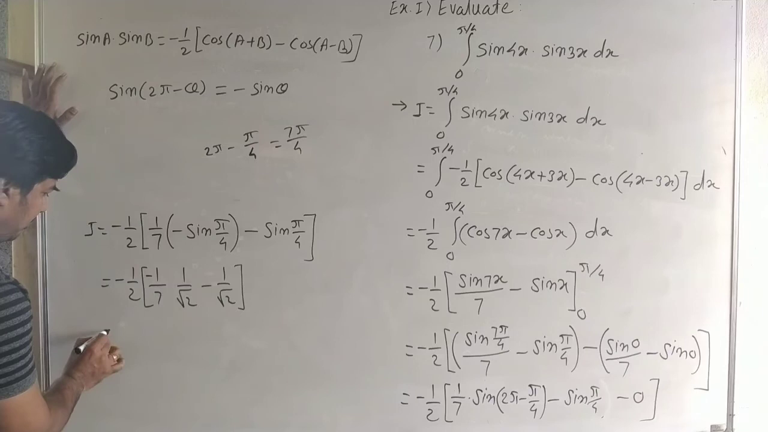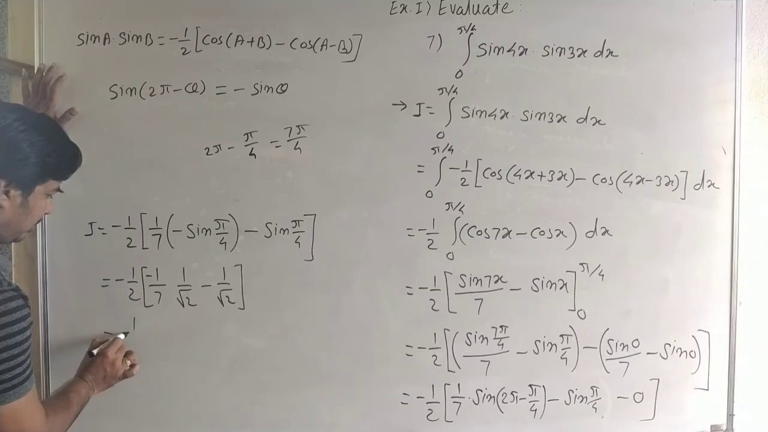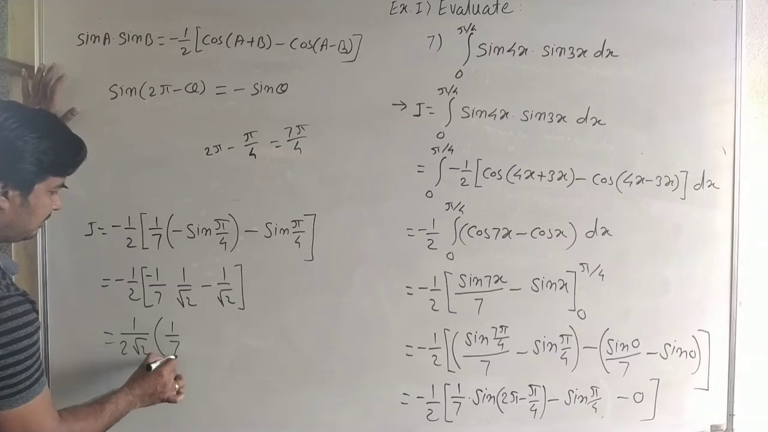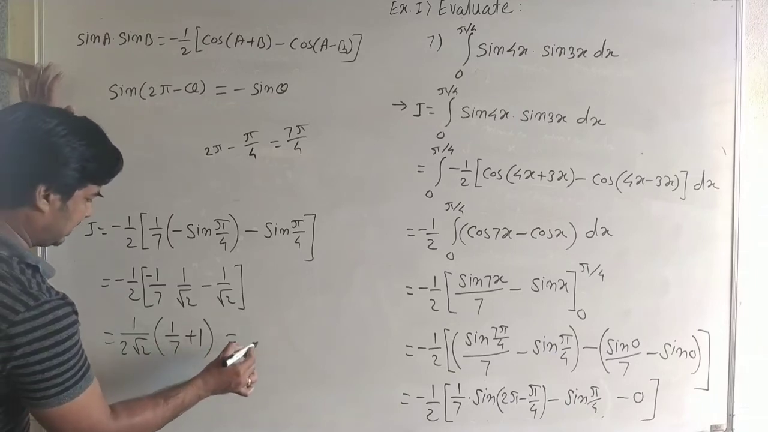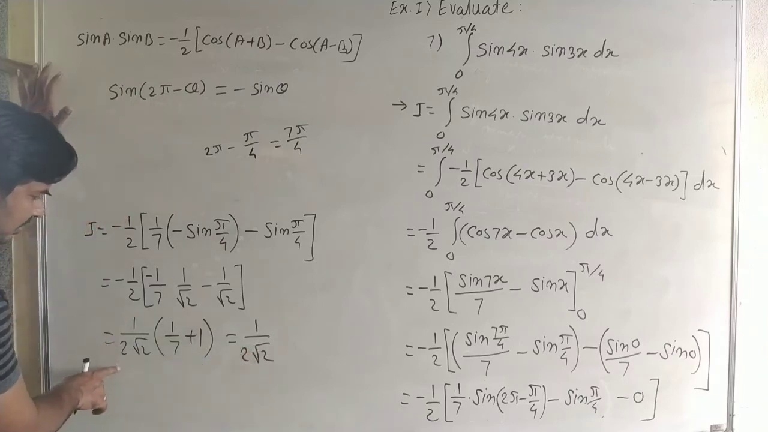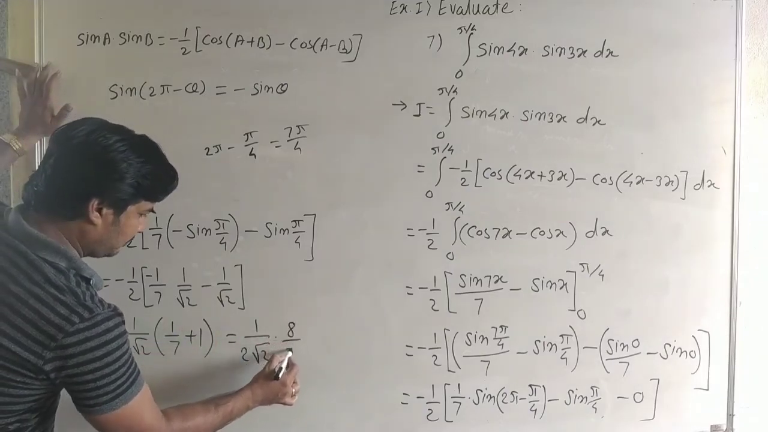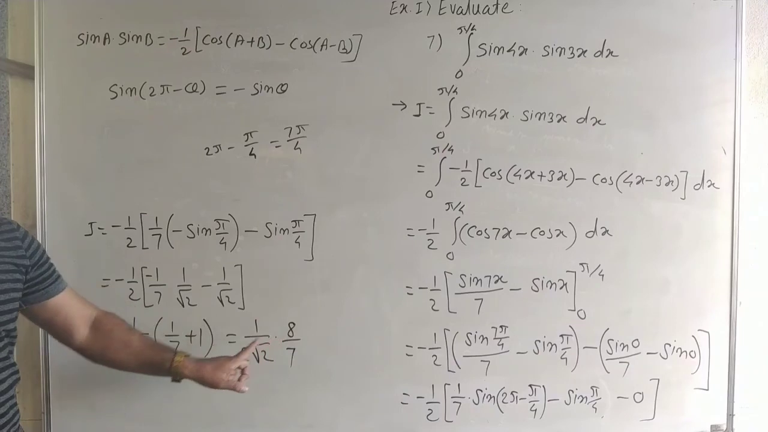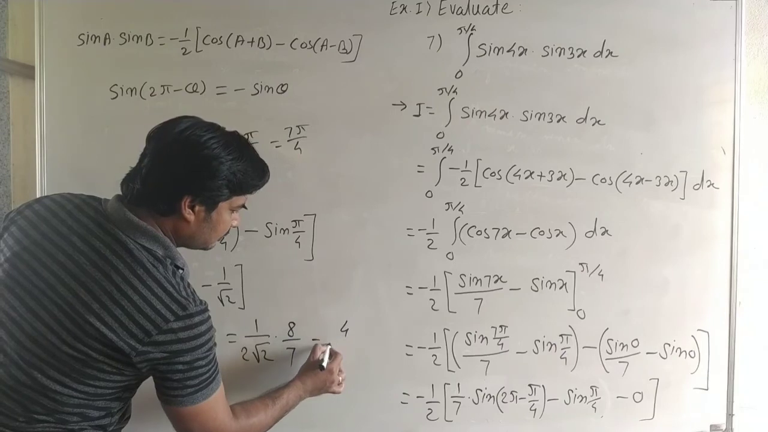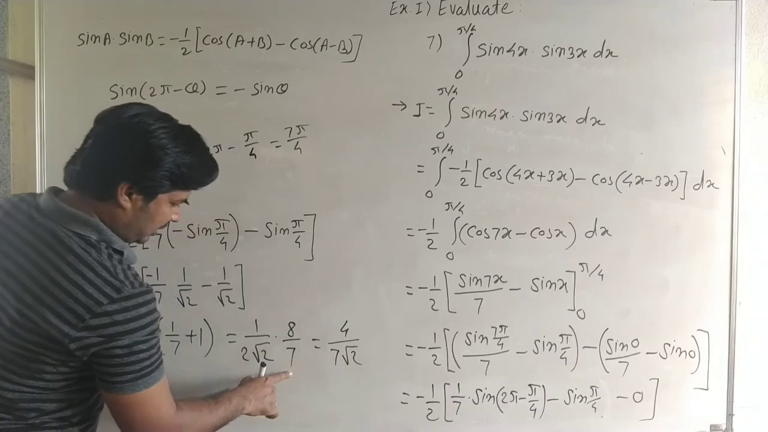Okay, so we take the minus 1 by root 2 common, then it is minus, so here minus 1 by 2 root 2 into 1 by 7 plus 1, and then the last answer is 1 by 2 root 2 into 8 by 7. Okay, see carefully this calculation, and this 2 gets cancelled, we get 4, 2 and 8, and it is 7 under root 2.